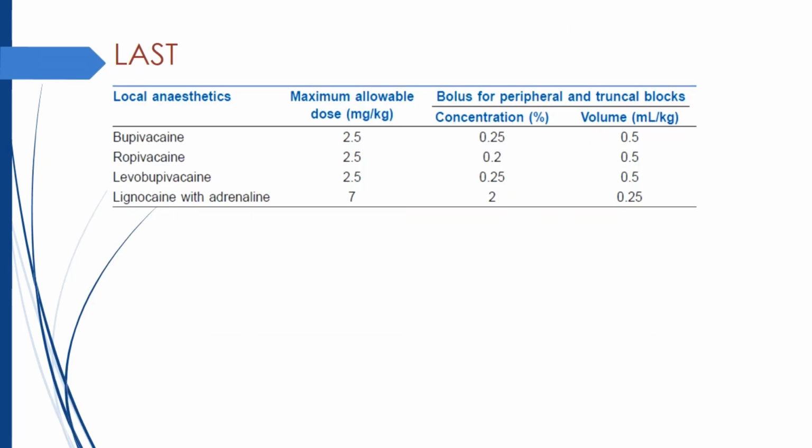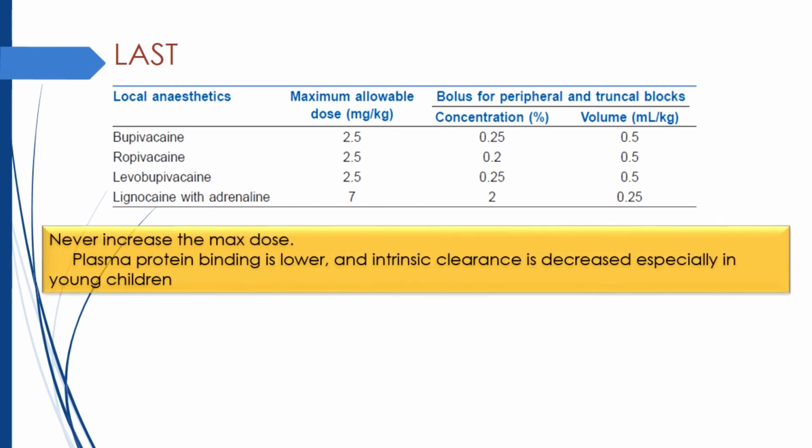Finally, coming to the last part. This is the recommended dose of local anesthetic in pediatrics. Bupivacaine and levobupivacaine can be used as 0.25% solution and ropivacaine as a 0.2% solution. So never increase the maximum dose. Plasma protein binding is lower and intrinsic clearance is decreased, especially in young children.